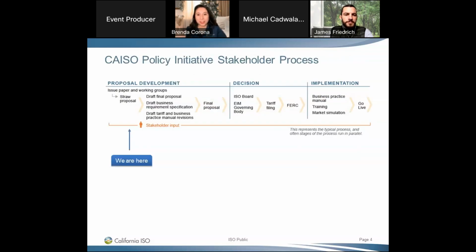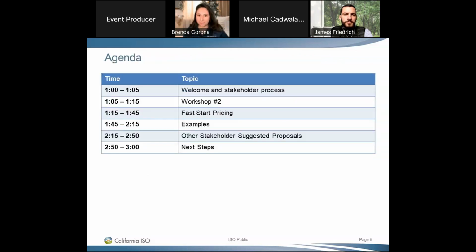And just a reminder, for those on the stakeholder process, we are currently in the proposal development phase. We haven't really started on the other items, but right now we have posted the issue paper. Our goal is to do the straw proposal, and then after that, the following other policy-driven papers. This is just a timeline giving you an idea of where we're heading, but we're at the very beginning, so that's a great start.